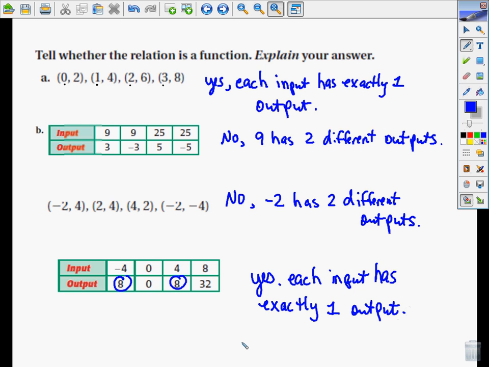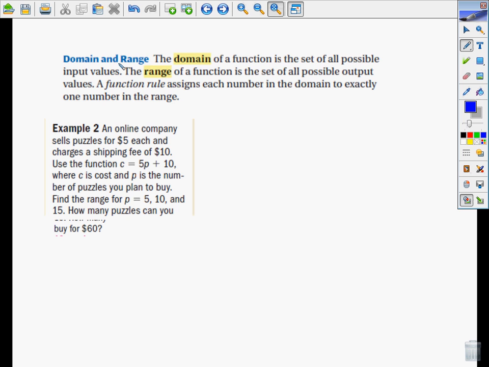All right. Next, we have more definitions, domain and range. The domain of a function, not a relation, but just a function, is the set of all possible input values. So the domain hooks up with the inputs. It's like the x values. And the range of a function is the set of all possible outputs. So range goes with outputs, and those are the y's. A function rule assigns each number in the domain to exactly one number in the range.